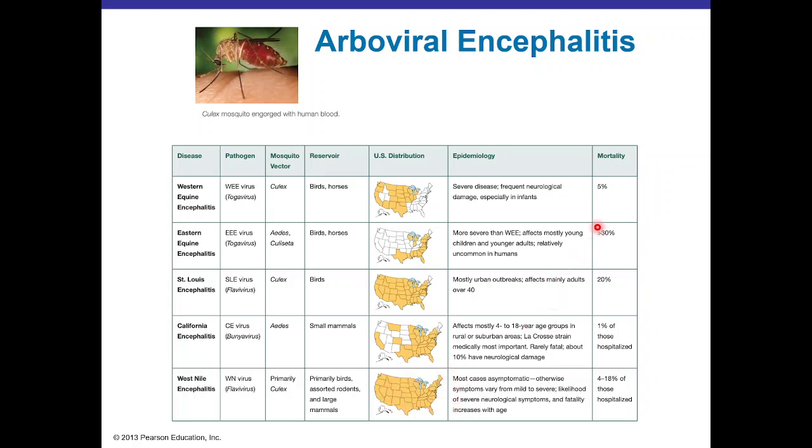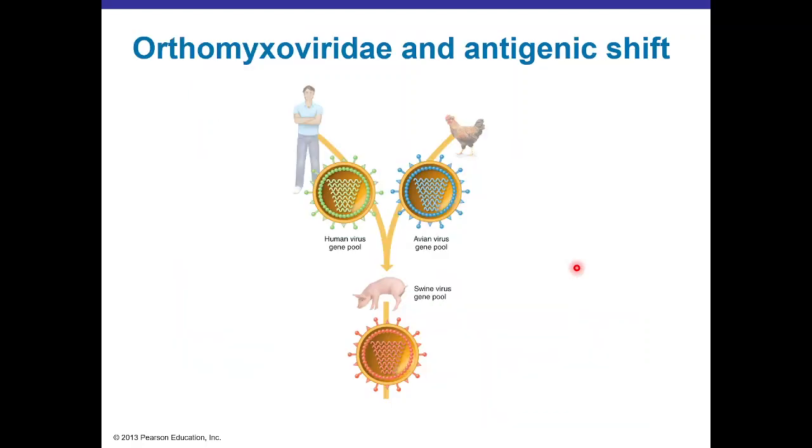And then mortality rates are the following. Basically, how likely they are to produce infections that kill the host. So 5% for Western equine, greater than 30% for Eastern equine, 20% for St. Louis encephalitis, 1% of those hospitalized for California encephalitis, and West Nile encephalitis between 4 to 18%. So the most dangerous one will be the Eastern equine encephalitis.